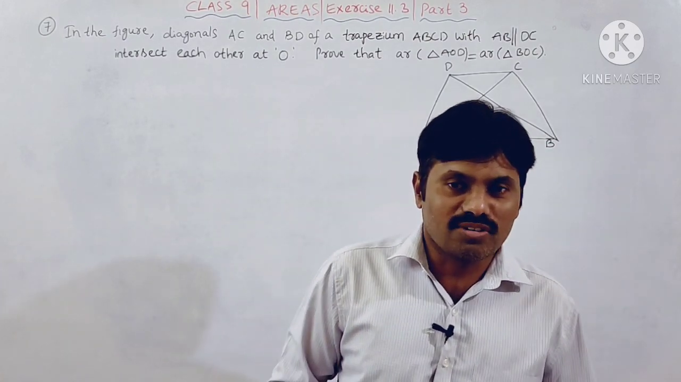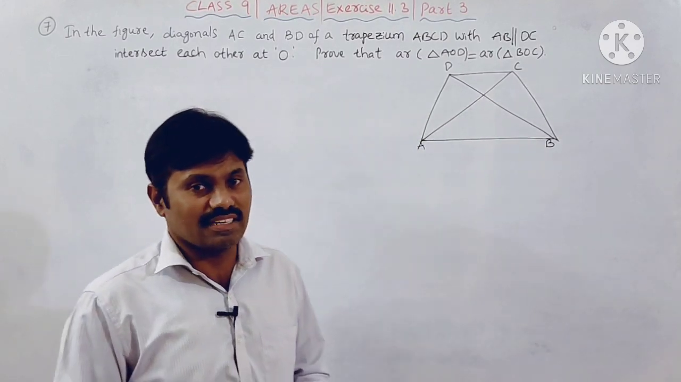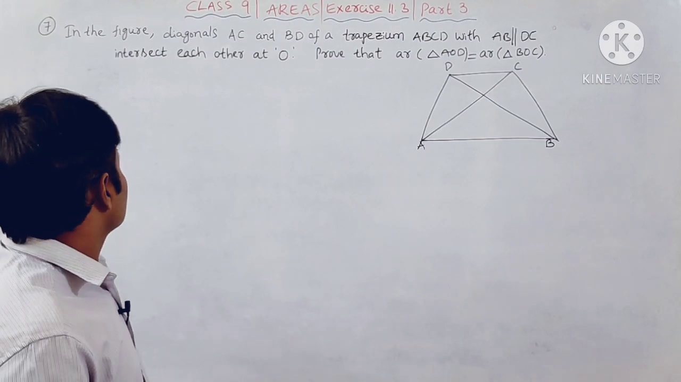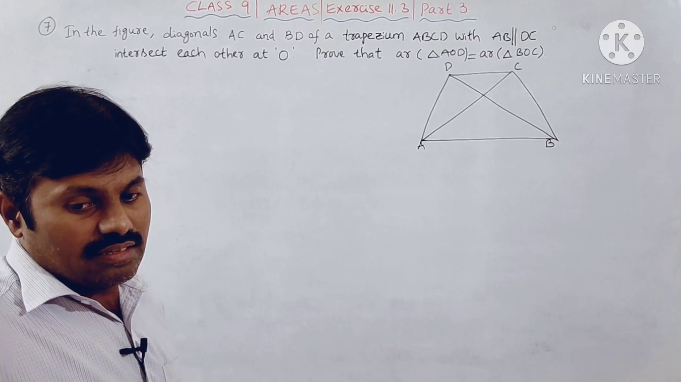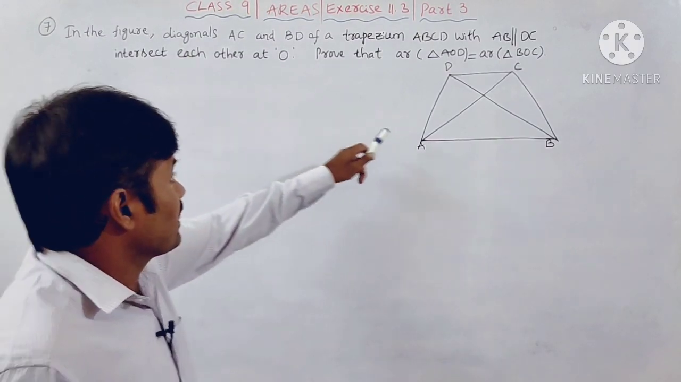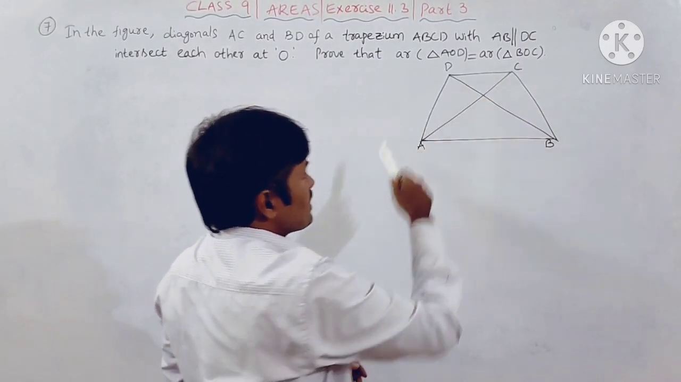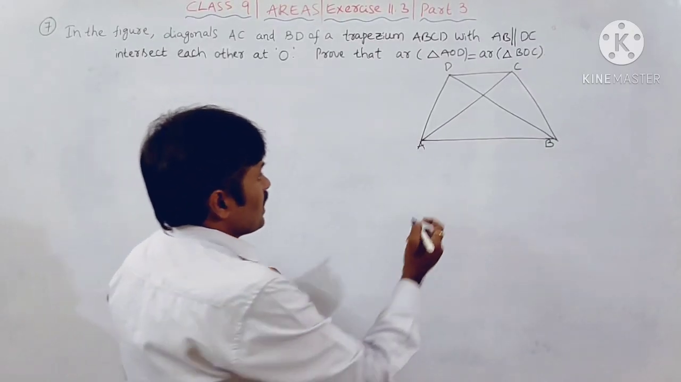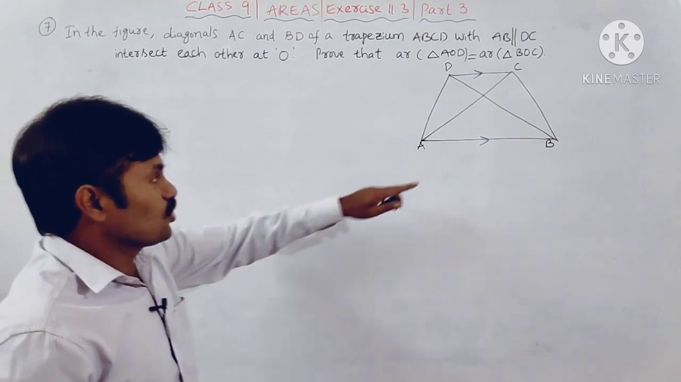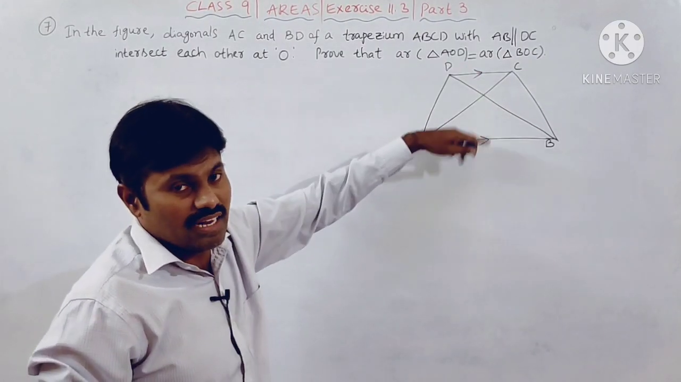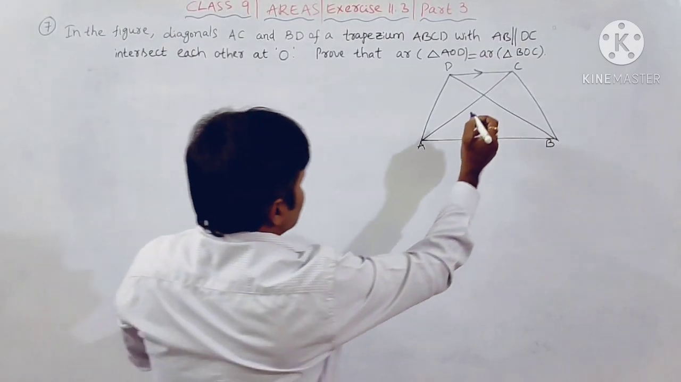Okay, now I am going to discuss with you a problem of exercise 11.3, that is question number 7, in the figure. What is the question here? In the given figure, diagonals AC and BD of a trapezium ABCD. ABCD is a trapezium with AB parallel to DC. Here AB and DC are the parallel lines, so one pair of opposite sides is parallel, so it is a trapezium. Here AC and BD are the diagonals intersecting each other at O.